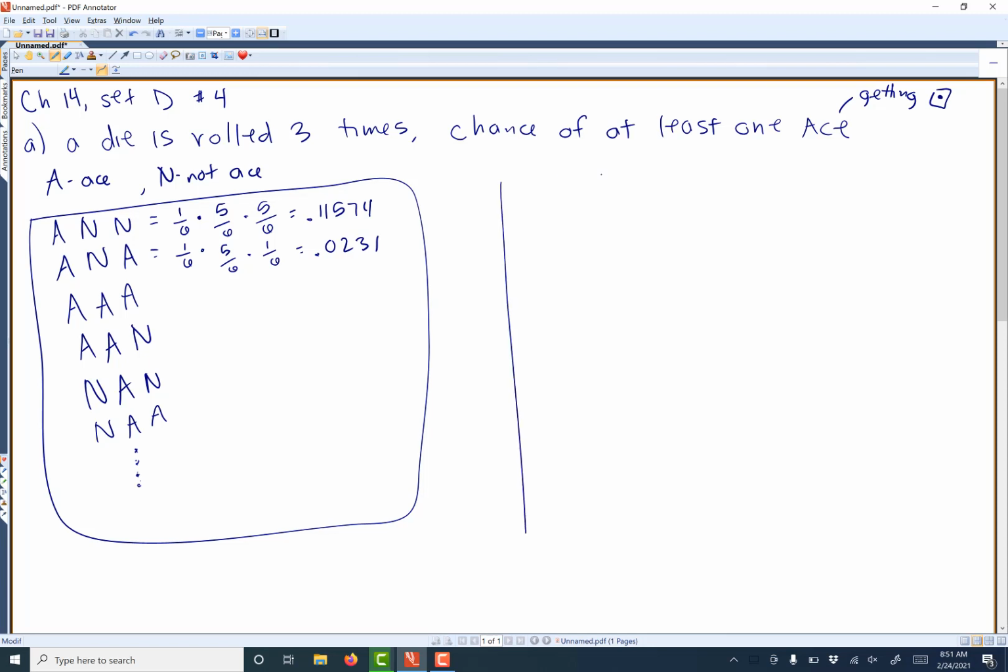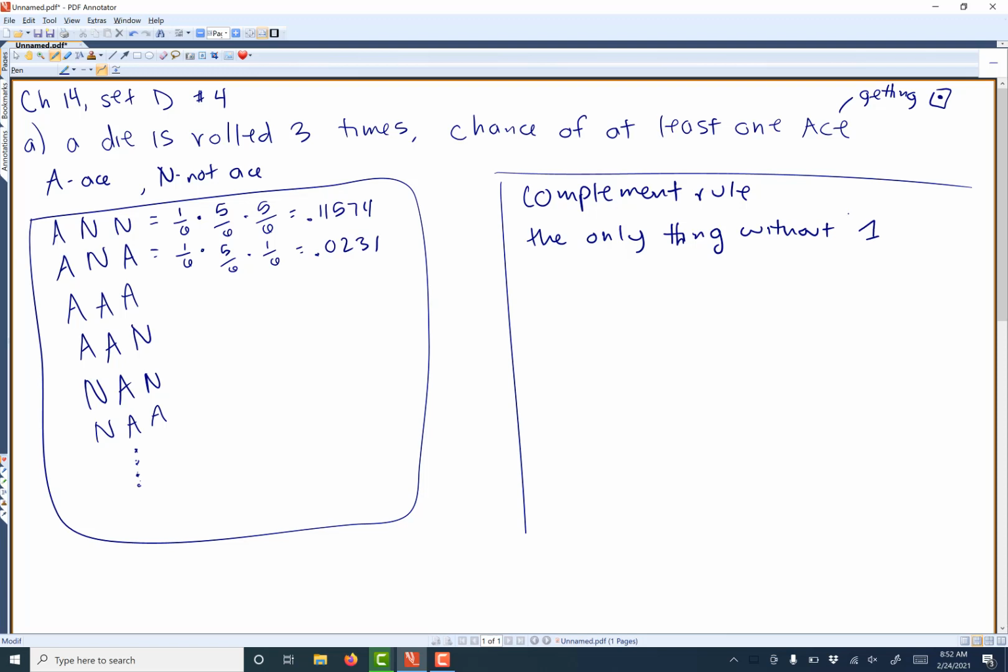Okay. We don't like to find the probability of at least one this way. Instead, we're going to use the complement rule. Anytime you see at least one, you're going to think, hey, I should use the complement rule. Because if you think about it, what is the only thing you can do that would not have at least one ace? The only thing without one ace is if we get not ace and not ace and not ace.